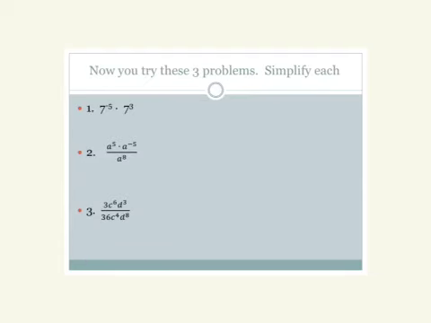Alright, last part of our lesson, ladies and gentlemen. Here's what I want you to do. I want you to now try these three problems on your own. So right now, go ahead and push pause, copy the three problems down, give them a try. Alright, go ahead and hit pause right now.